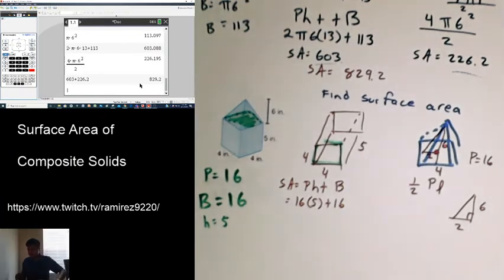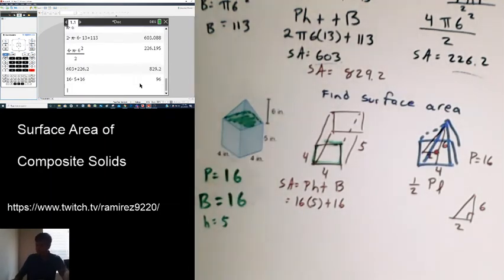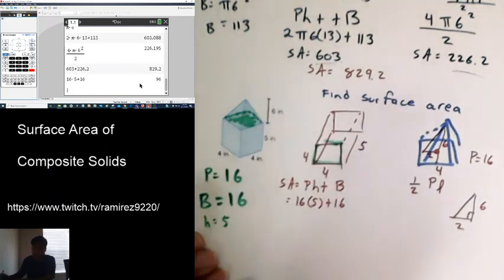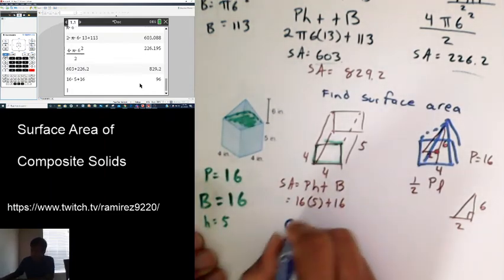Again, these are just little puzzles. That's all it is. Think of them that way. 16 times 5 plus 16. So in my rectangular prism, the surface area being exposed, including the bottom part, but not this top part, is 96.